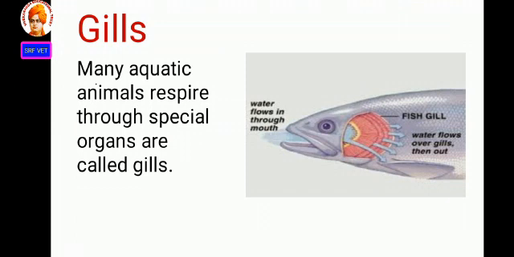Gills. Many aquatic animals respire through special organs called gills. When a fish opens its mouth, it takes in water with the dissolved oxygen. When it closes its mouth, it sends out carbon dioxide into the water.